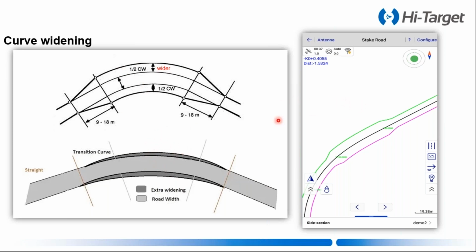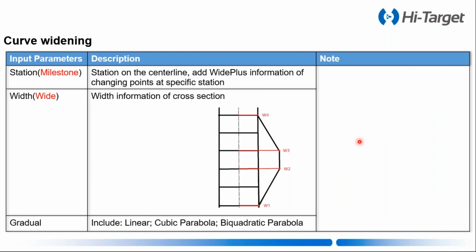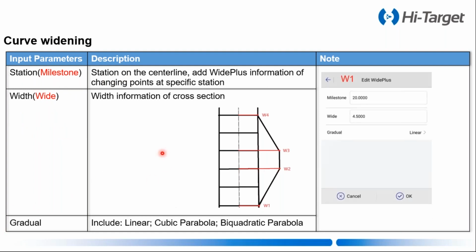and you can also see the right picture. This is what we can see in Highway Road. In this area, you can see the width is widened. Then let's see how to import the parameters in this table. What we need to input is the station and the width and the gradual. That's all. Let's check one by one.